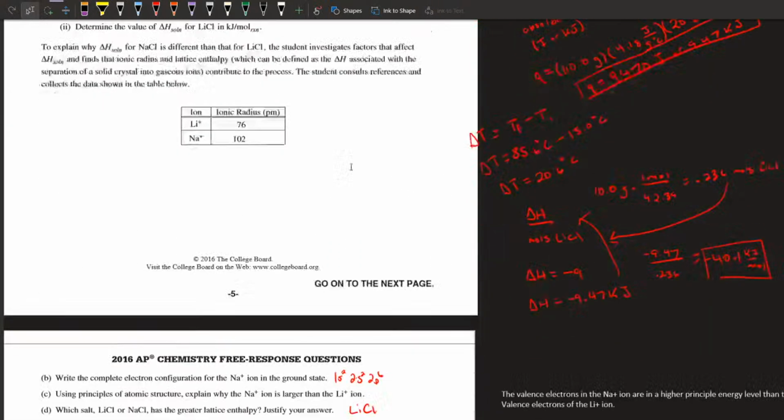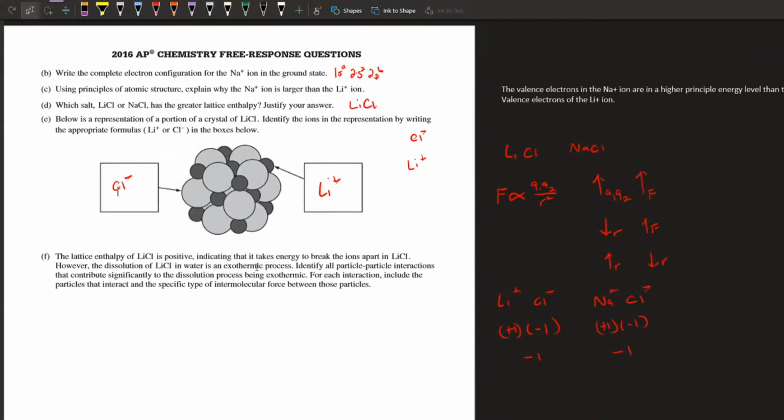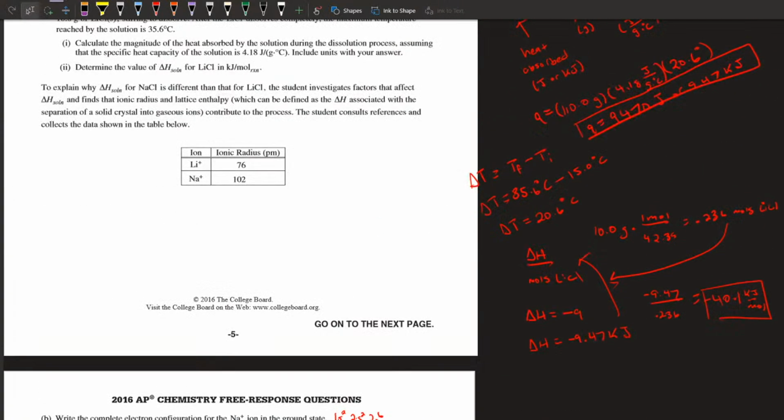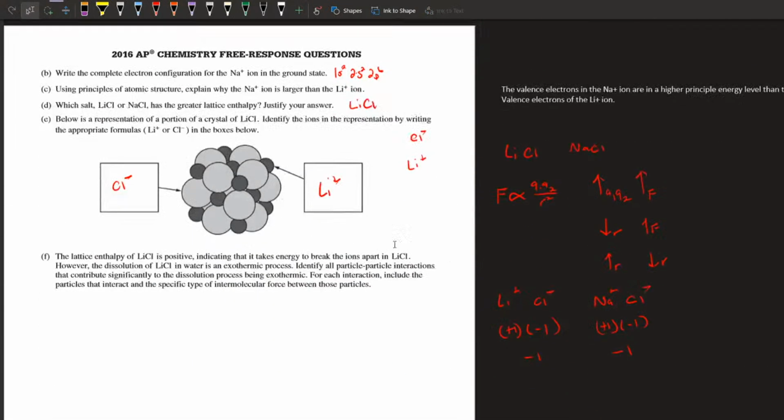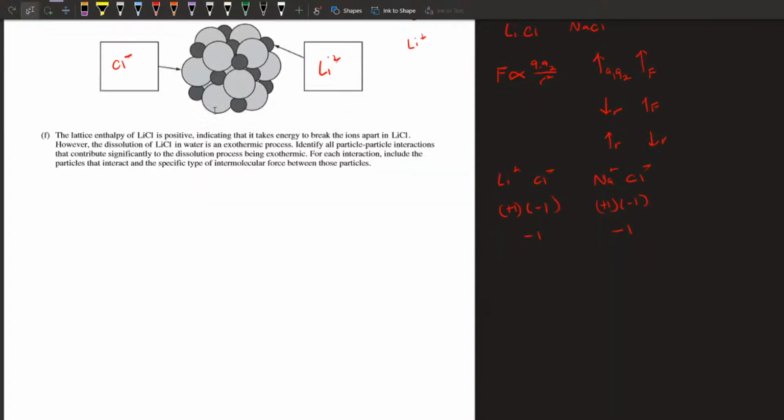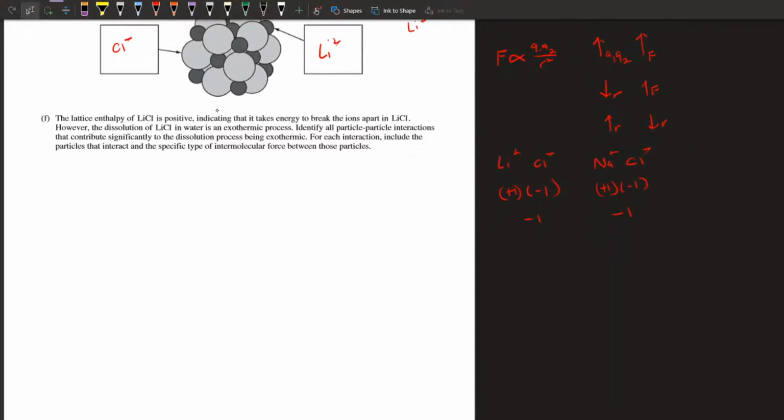Well, again, we know just off the bat that this is going to be an exothermic reaction because the enthalpy of solution is negative. So we already know this is going to be exothermic, but it's asking for when it's dissolved in water, what are the intermolecular forces between the particles?